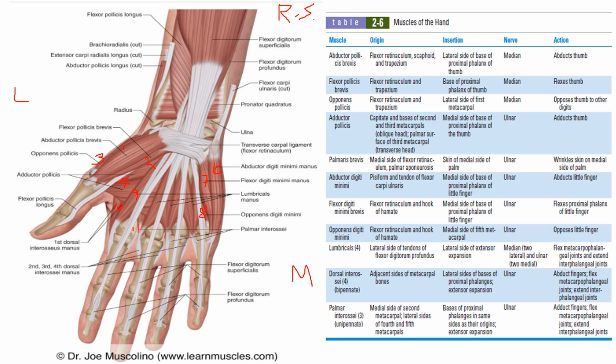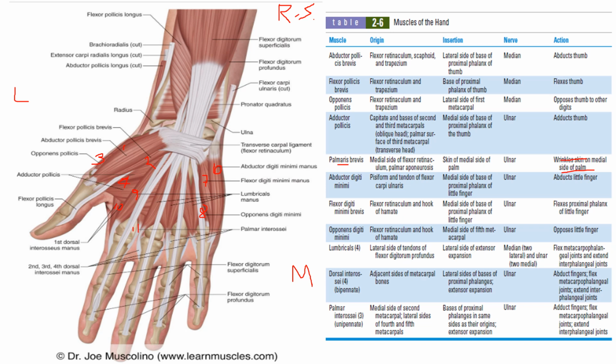The palmaris brevis is a muscle not shown in this diagram because it is deep to the rest of the muscles, but its origin is the medial side of the flexor retinaculum and the palmar aponeurosis. It inserts into the skin of the medial side of the palm. It is innervated by the ulnar nerve, and the palmaris brevis functions to wrinkle skin on the medial side of the palm.